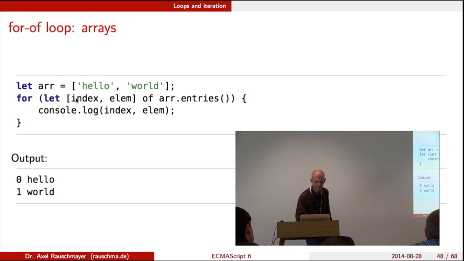So here you have an example of destructuring being used. Array entries returns the pairs of indices and values, and then you get the index and the actual element by destructuring, and you output it. The first pair is an array with 0 and hello. The second pair has the index 1 and the value world. So that's one example of something iterable. And for-of supports it because it's iterable. So you can implement your own data structures and they will work with for-of.